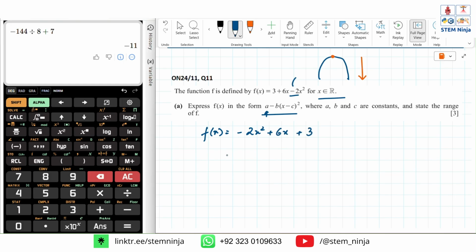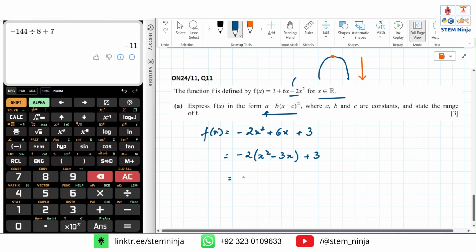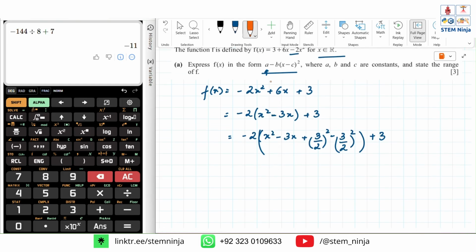And then we repeat the process by taking minus 2 outside. This would become x squared minus 3x plus 3. So finally, this would become minus 2 times x squared minus 3x, and we already know what to do now. Plus (3/2) squared minus (3/2) squared, plus 3. So these are the terms of the square.